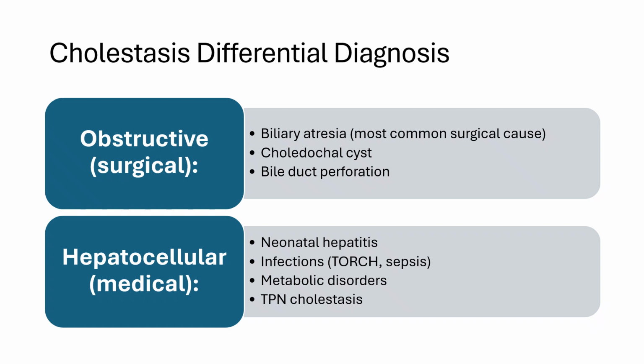TPN cholestasis develops predictably in infants requiring prolonged parenteral nutrition, particularly premature infants. The incidence increases after 2 to 3 weeks of exclusive TPN use, with direct bilirubin rising progressively. Management involves initiating enteral feeds when possible and providing appropriate nutritional support.